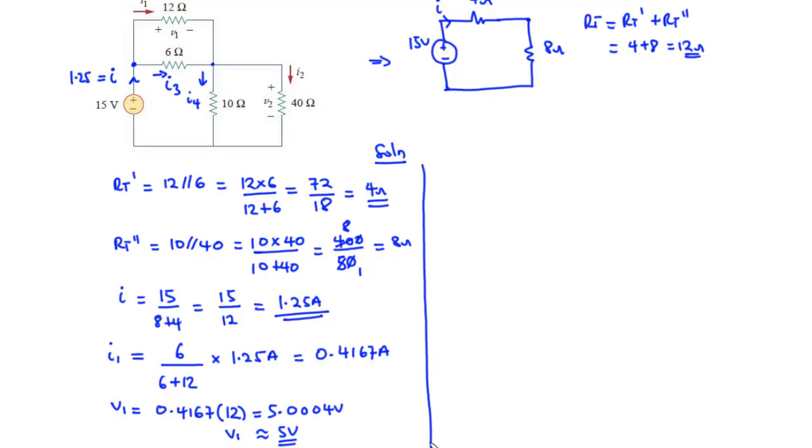Next, we want to find the value of the power dissipated in the 12 ohms resistor. So that is given by power in 12 ohms is equal to, power is given by I squared R. So I squared times R. So we have I to be 0.4167. So the square of it times R, and then R is 12. So that also gives 2.084 watts. So that is the power dissipated in the 12 ohms resistor.